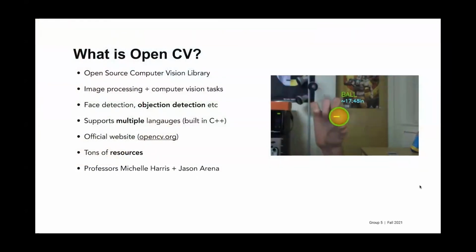So what is OpenCV? It is an open source computer vision library and has tools for image processing and computer vision tasks. It deals with motion tracking with faces and objects and supports multiple languages. It's originally built in C++, and supports JavaScript and Python. And then there's an official website for it too, which means that there are a ton of resources out there. Along with this website, many people have already done tutorials on YouTube on how to do motion tracking for ping pong balls. And then we can also refer to professors at RIT, Michelle Harris and Jason Arena, who have prior experience using OpenCV.